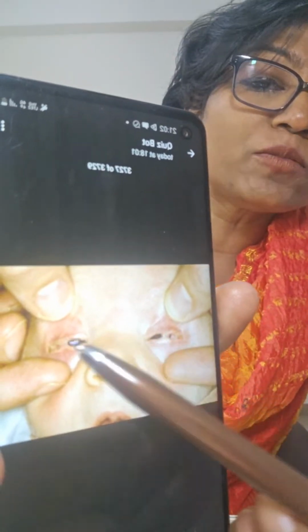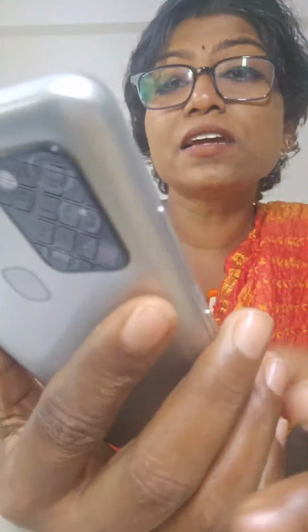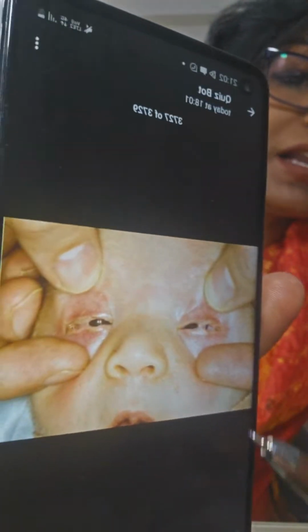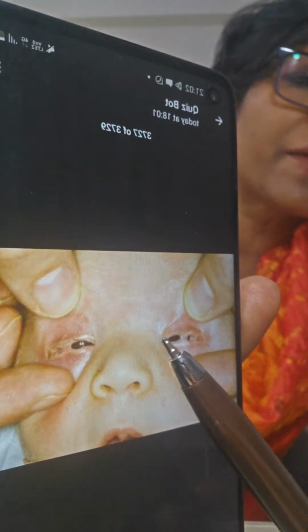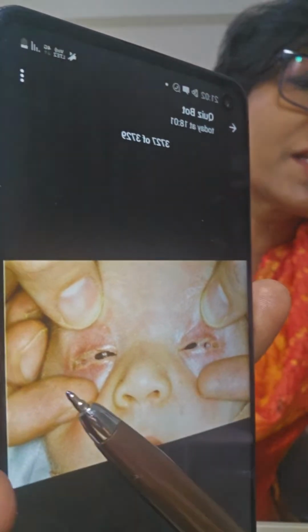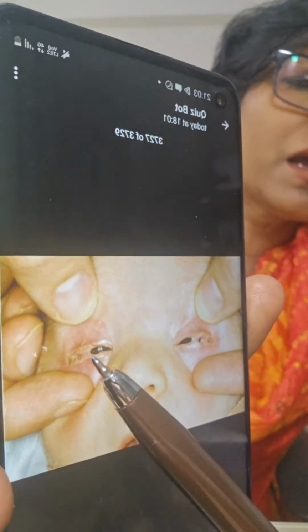This is ankyloblephron. You see a skin tag or an adhesion between the two lid margins. Can you see that? So this is a newborn baby, a 4-day-old baby actually. So this is ankyloblephron. So ankyloblephron is a skin tag or a skin adhesion between the lid margins. So this is because of surface ectodermal defect.